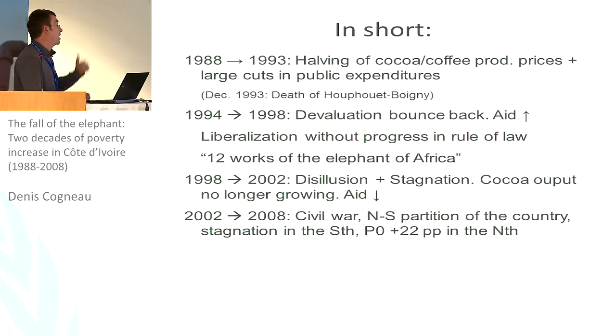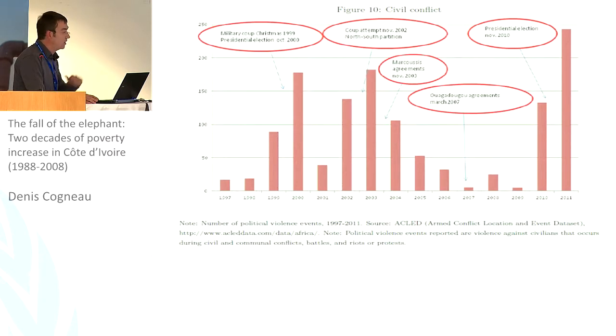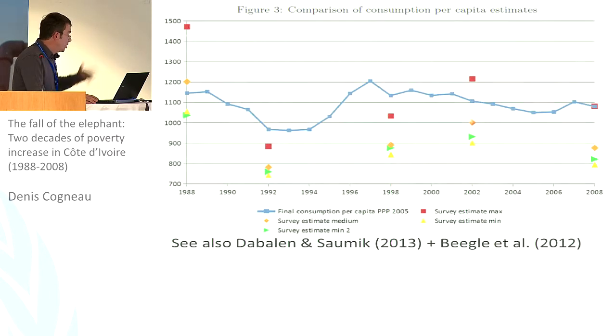2002-2008, so once again, civil war, partition of the country, a 20 percentage point increase of the poverty headcount in the north. Civil conflict. So you will find in the paper a discussion of the many, many possibilities to measure the level of consumption and hence to measure also the level of poverty. I leave it to your appreciation when you read the document.